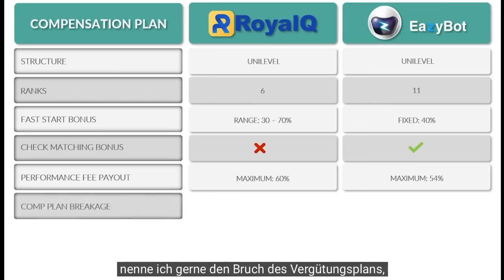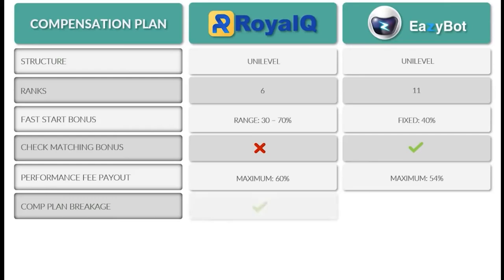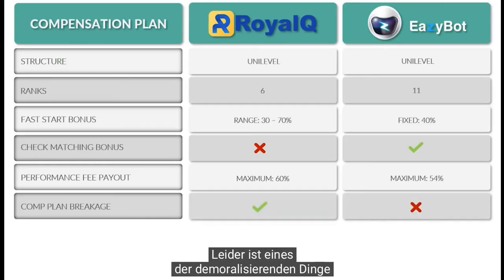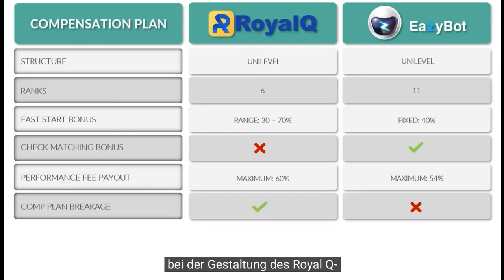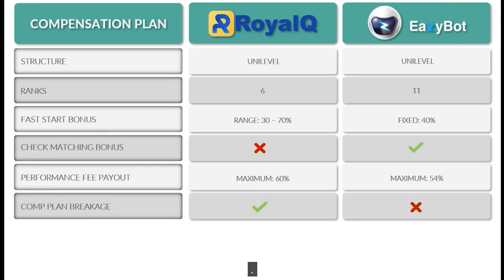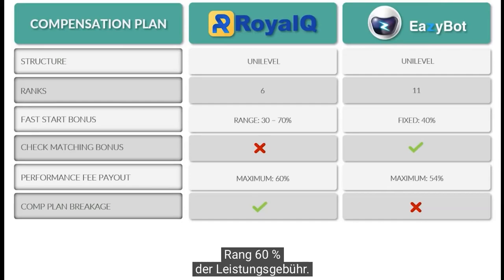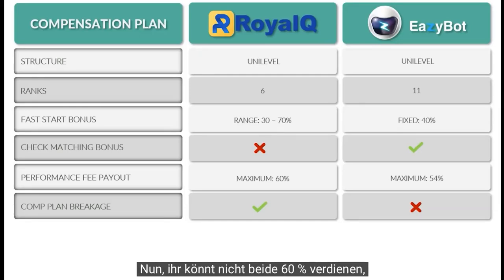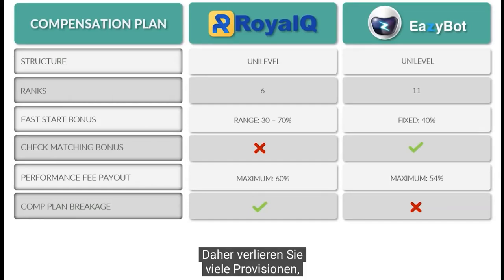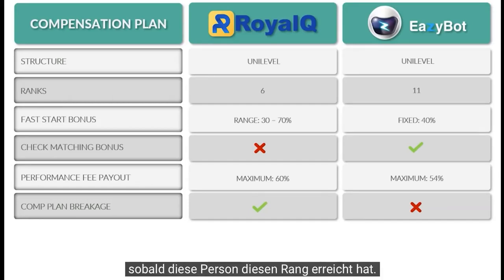The next comparison I like to call compensation plan breakage, which can be described as lost commissions. Unfortunately, one of the demoralizing things with the way the RoyalQ compensation plan is designed is that when a person reaches your rank, you can lose a big chunk of your commissions. For example, a person that's a V6 rank, they're earning 60% of the performance fee. But what happens when someone else under you achieves that V6 rank as well? Well, you can't both be earning 60% because that's 120% on the same person, which doesn't make any mathematical sense. Therefore, you lose a lot of the commissions once that person achieves that rank.